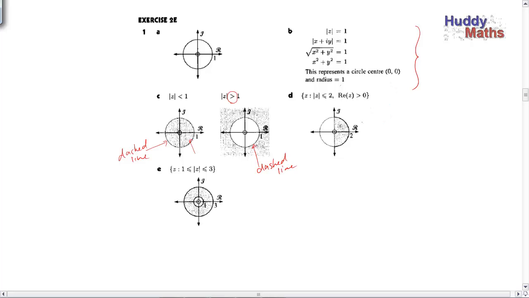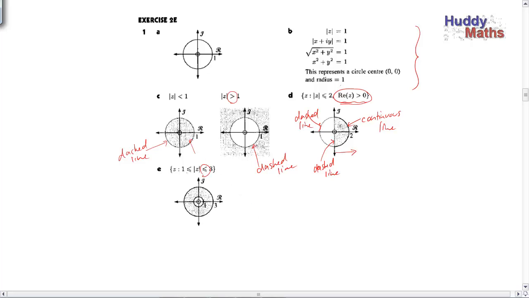And over here, this is interesting, the real part greater than 0, so that's got to be greater than 0, so that's a dashed line for the axis. It's got to be less than or equal to 2, so that's a continuous line. That can be included. And this is a dashed line here because it doesn't include 2. Here it doesn't include anything on the left-hand side, because the real part has to be greater than 0, which is going that way. Do you get it?